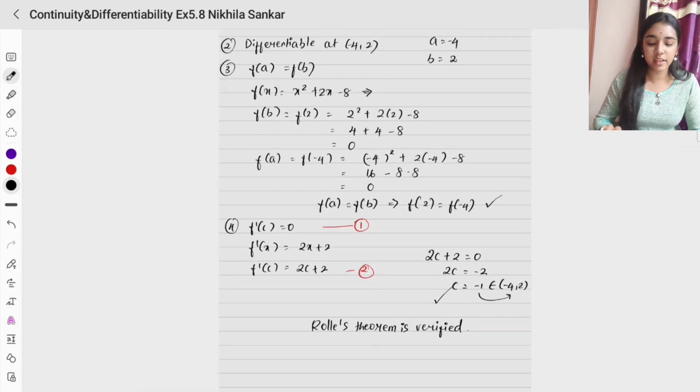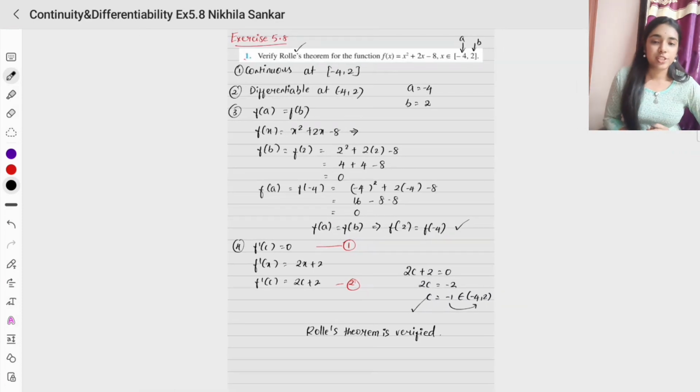இந்த மாதிரி எக்ஸாம்ல எழுதுங்க. Don't be very lazy, okay? இது first question. Please copy.